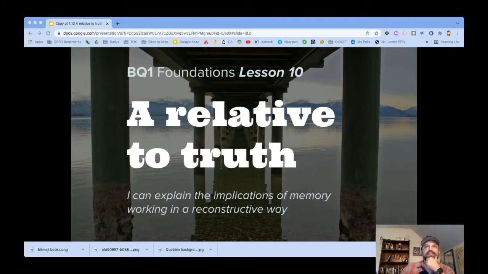I'm going to move right into the lesson. Today is titled A Relative to Truth. It's the big question one: what is TOK and why do we study it? It's part of the foundations part of the course, and it is lesson 10, Big Question 1.10. Let me show you exactly what we're looking at. This is the first slide. So let's get to it.